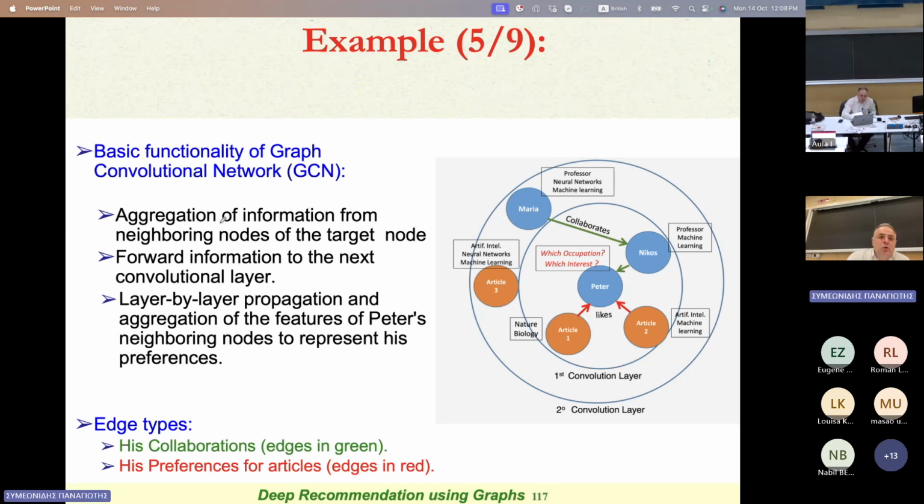Okay. So what do we want to do? We want to aggregate information that comes from neighboring nodes. Okay. We want to forward the information to the next convolution layer, and we want to establish a layer propagation. So we have two types of edges. The green is his collaborations with other scientists, and the red his preferences.